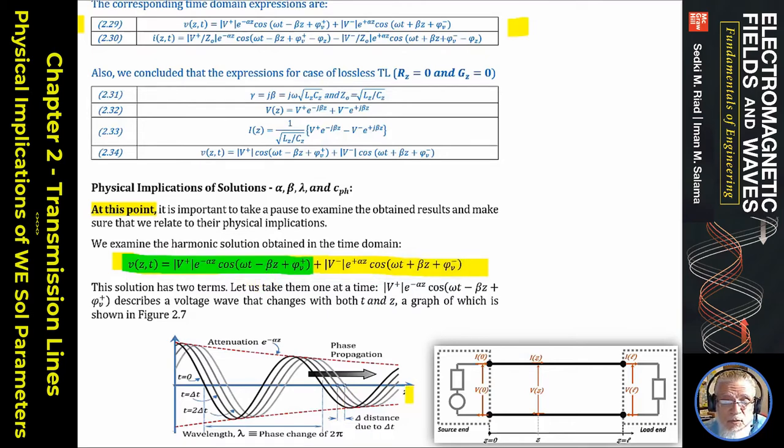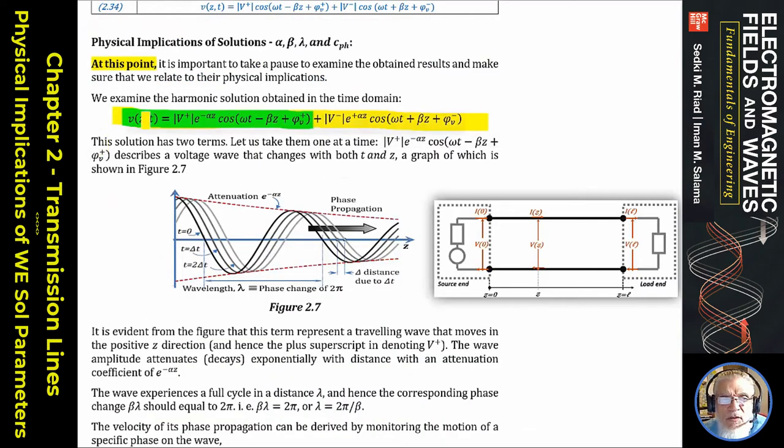If I plot it here versus position, that means this cosine function is going to change as t changes. So if I start with the dark one at t equal to 0, the grayer line here is at t equal, for example, delta t. As time goes on, the shape of the wave goes to the right and shifts versus position. So basically, this term right here, the V plus term, represents a cosine wave, or a sinusoid if you wish, that is moving to the right, in other words, a traveling wave, moving in the positive z direction, this way.